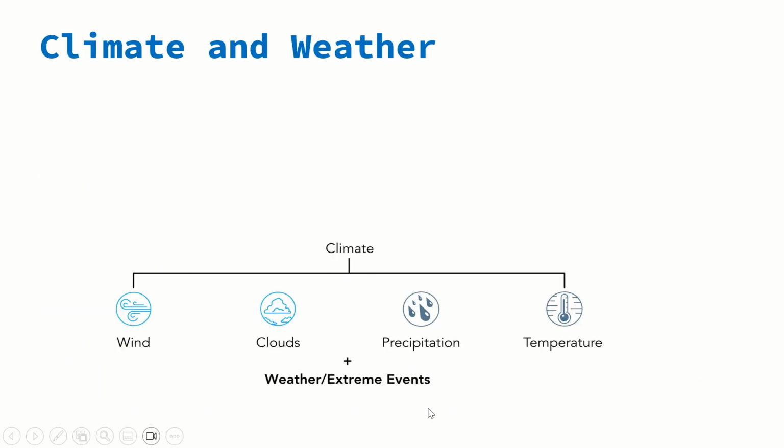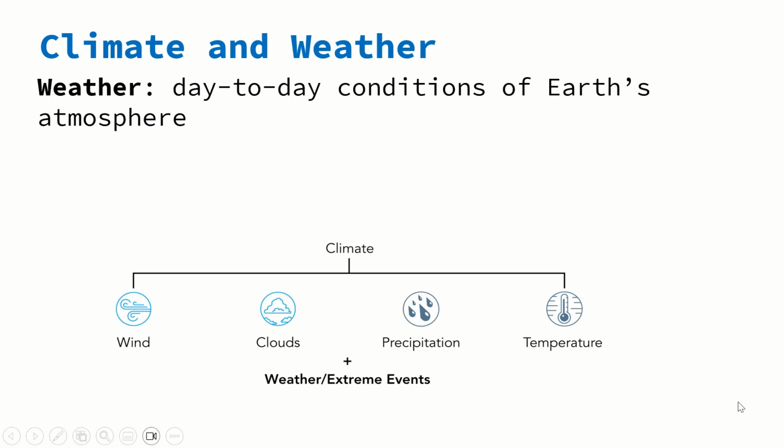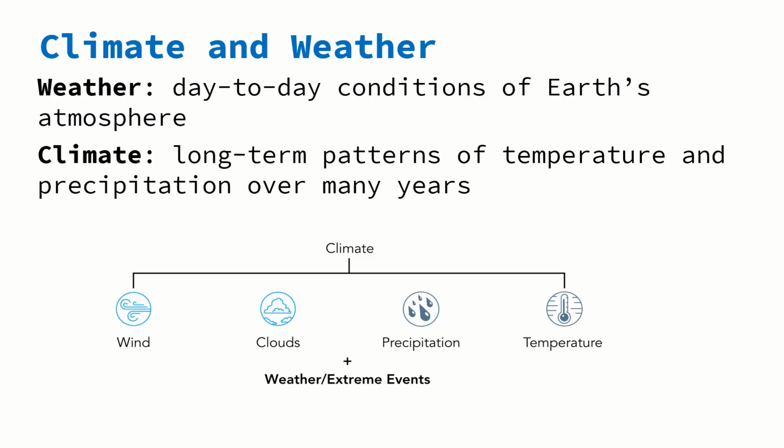So first, differences between climate and weather. So weather is just the day-to-day conditions of Earth's atmosphere. So this is a temporary condition that can change very often. Whereas climate, you're looking at long-term patterns of both temperature and precipitation over many years. So things that will determine the climate, again, we said primarily precipitation and temperature, but you can also add in some wind, clouds, things like that.